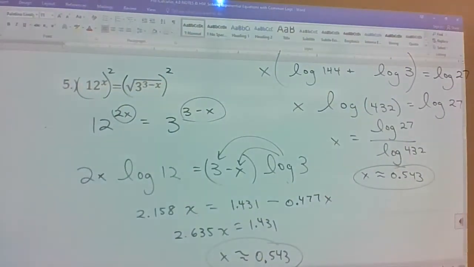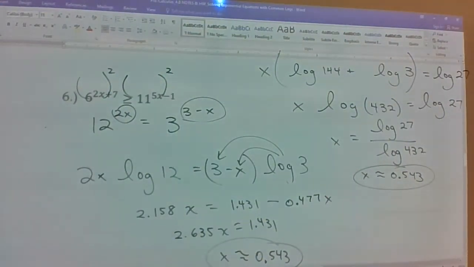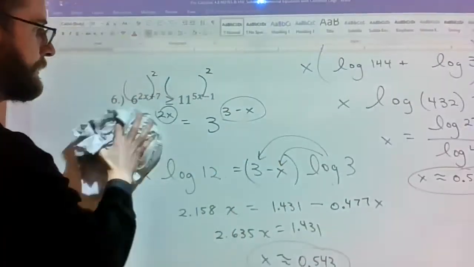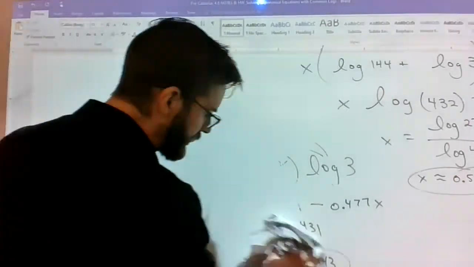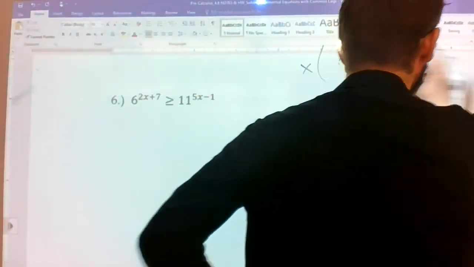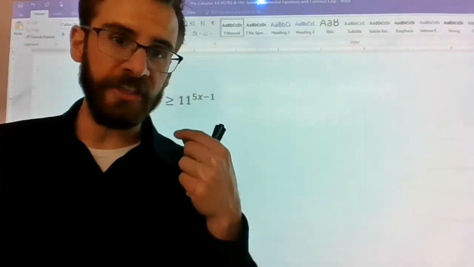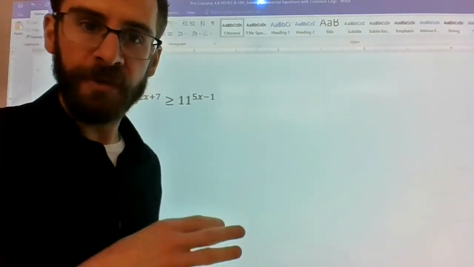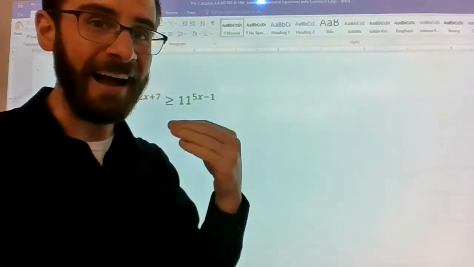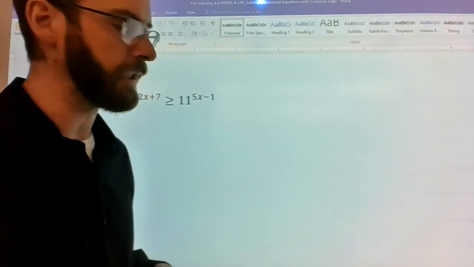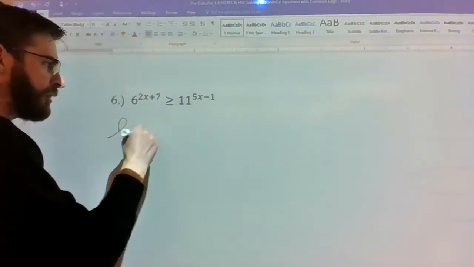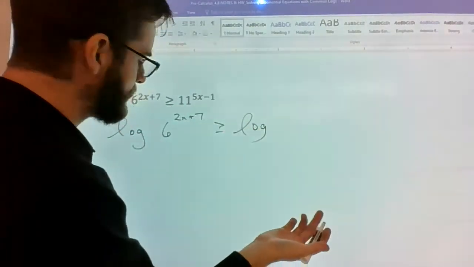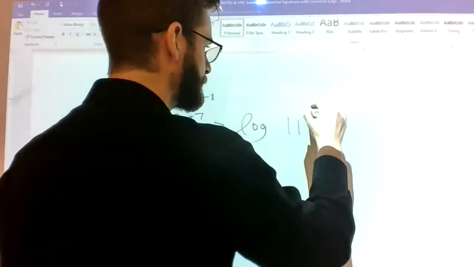Okay, number 6. All right, one inequality. The only reason I threw this one on the assignment was to demonstrate that the properties of logs that work with equations are the same properties that work with inequalities. So if I can take the logarithm of both sides to bring down the exponent for equations, I can do the same thing with inequalities. So I can log the left, I can log the right, just make sure it's the same base. So log base 10 is what we're using here.